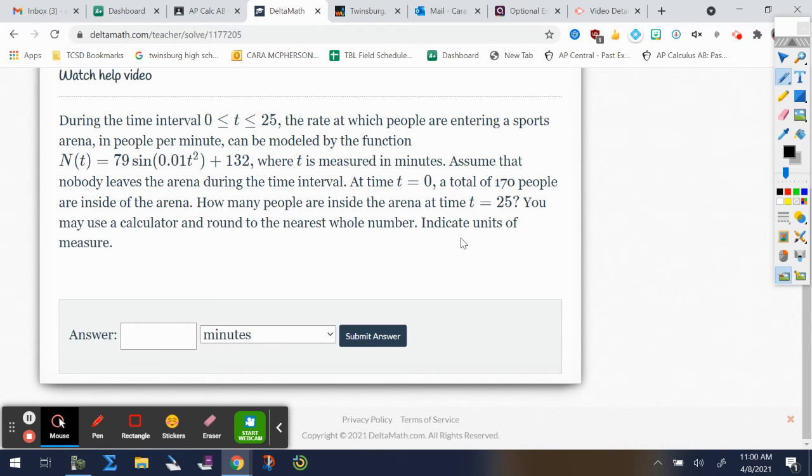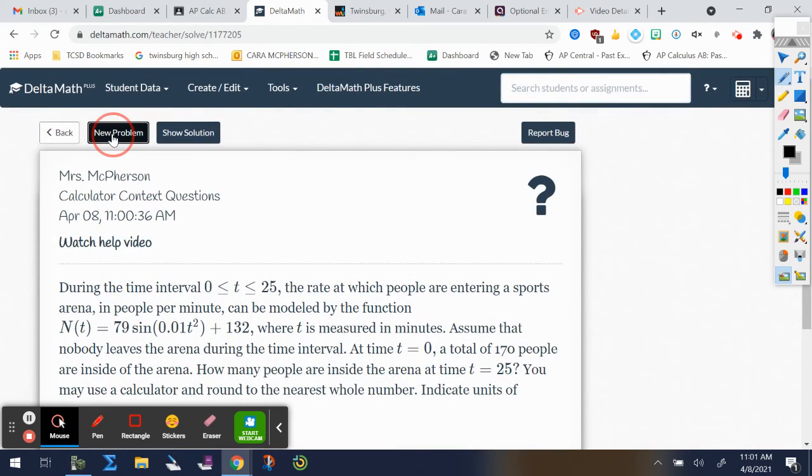This one is an integrate to accumulate. We know how fast people are entering a sports arena. So if we integrate from 0 to 25, it will accumulate the number of people that have entered that arena over that 25-minute period. But then you do need to keep in mind that there were already 170 people there when you started. So whatever answer you get on your calculator, you're going to have to add 170 to it. Now notice, since your answer is representing people and you can't have part of a person, they do remind you that we are going to the nearest whole number because you can't have part of a person.